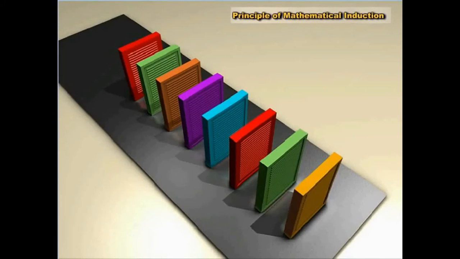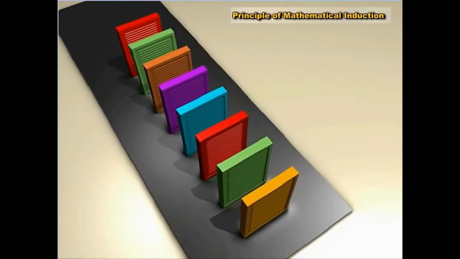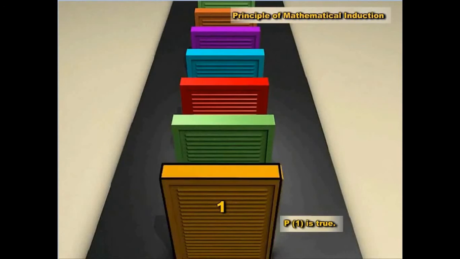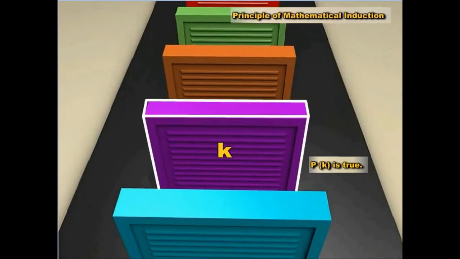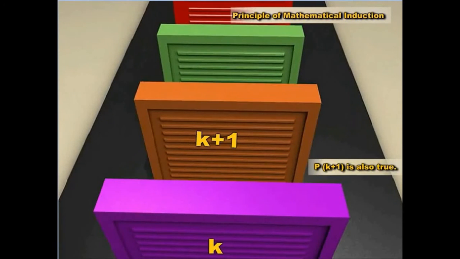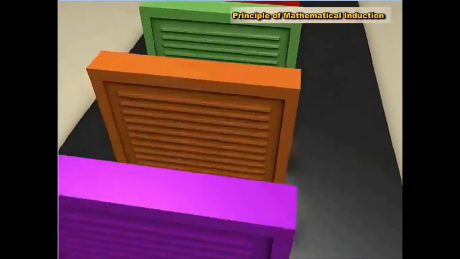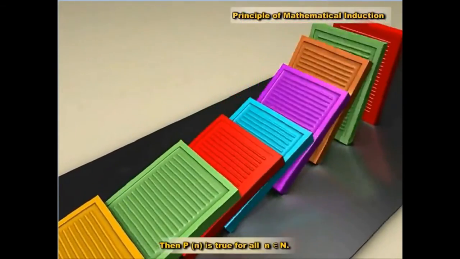Principle of mathematical induction states that if a mathematical statement involving the natural numbers is true for natural number 1, and if the statement is also true for natural number k, then it is true for k plus 1th natural number. The mathematical statement that is true for these cases is true for all the natural numbers.